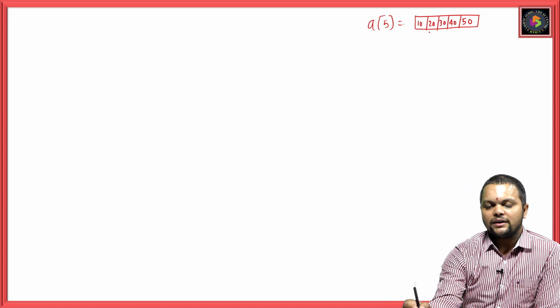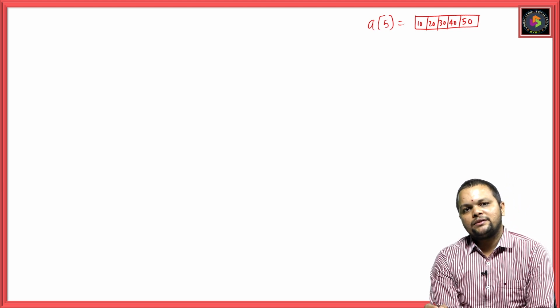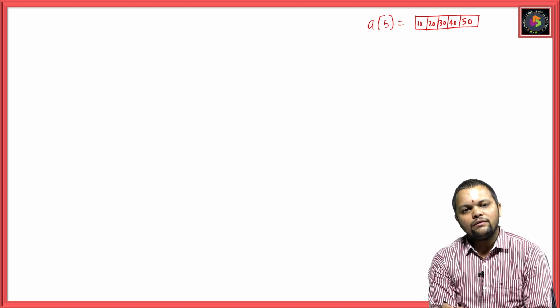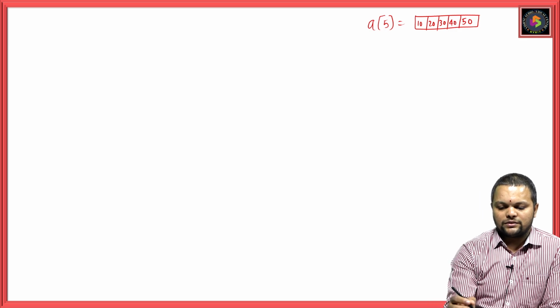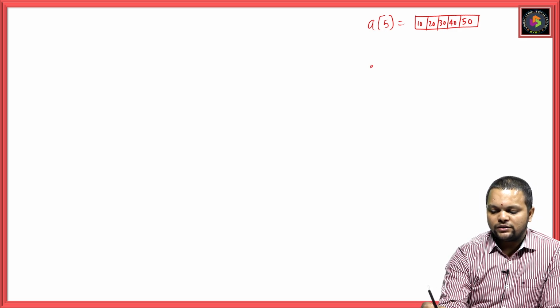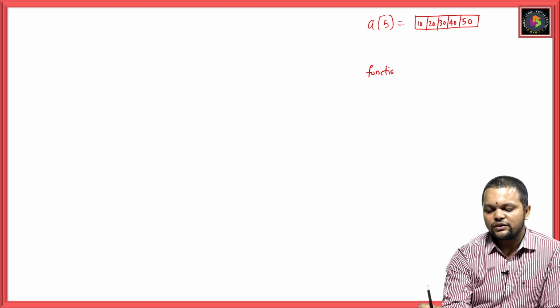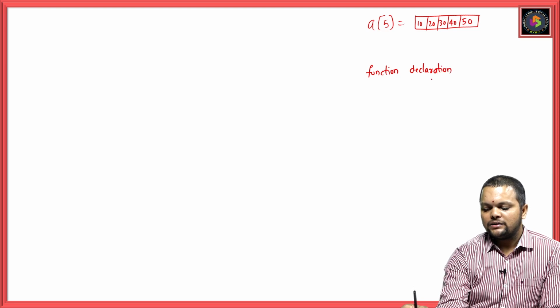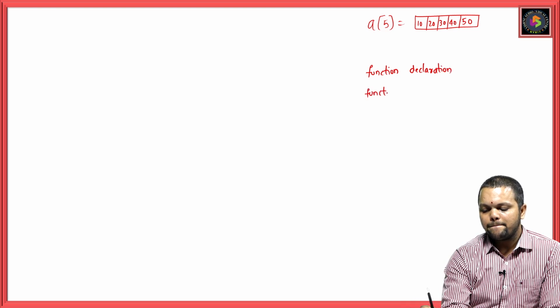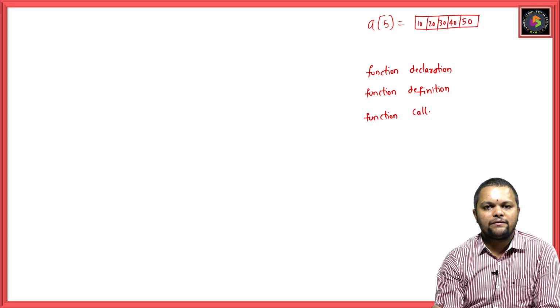If I want to pass a single element to a function, I can pass it directly. Now, if I want to pass the whole array to a function, what is needed? In order to make a function work, we need three things. First, function declaration. Second, function definition. Third, function call.